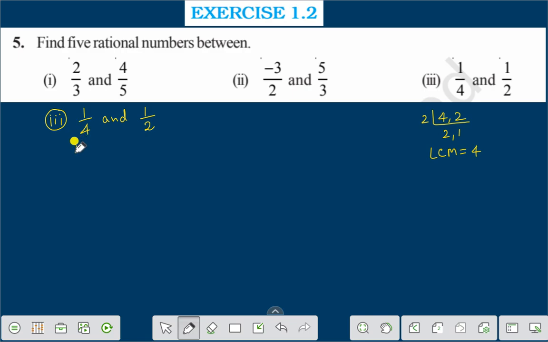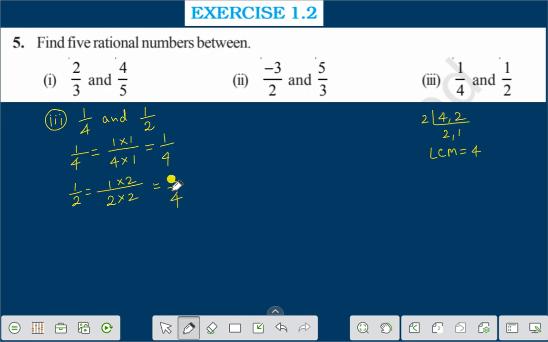First, we will make the denominator same. Therefore, LCM is 4. The 1 by 4 is written as 1 into 1 by 4, that is 1 by 4, and 1 by 2 can be written as multiply with 2, 1 into 2 by 2 into 2, that is 2 by 4, right, 1 by 4 and 2 by 4.